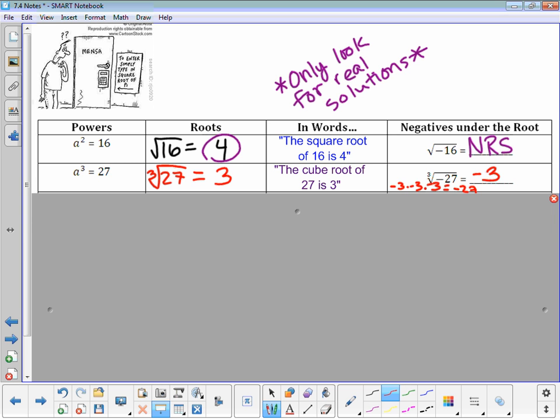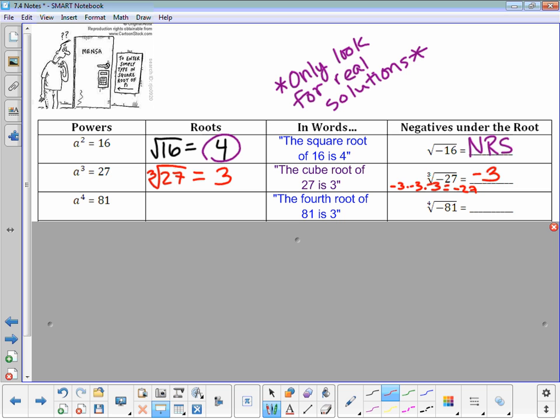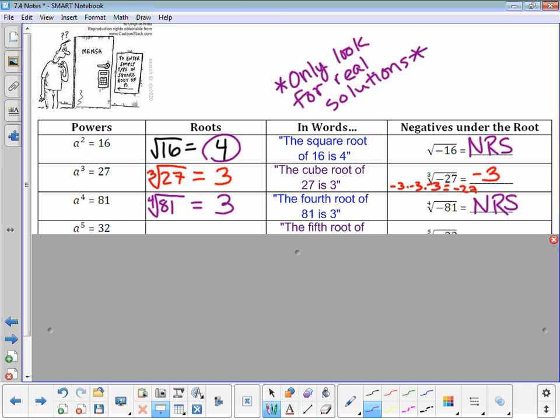Let's go on to the fourth root. If I'm looking at a to the fourth equaling 81, that means I have to take the fourth root of 81. And when I plug that into my calculator, the fourth root of 81 ends up being 3. Okay, and again, that's read the fourth root of 81 is 3. When I go back and try to plug in the fourth root of negative 81, this one is going to take me back to no real solution. No possible real solutions underneath that radical because I can't multiply 4 negatives together and get a negative result. If I multiply 4 negatives together, I get a positive result. So no real solution there.